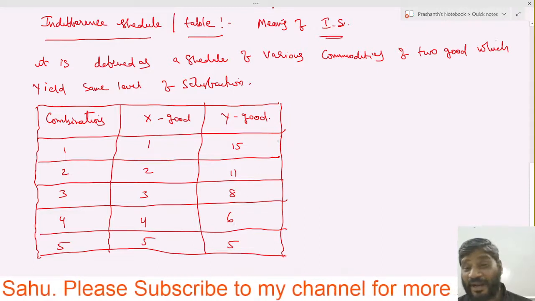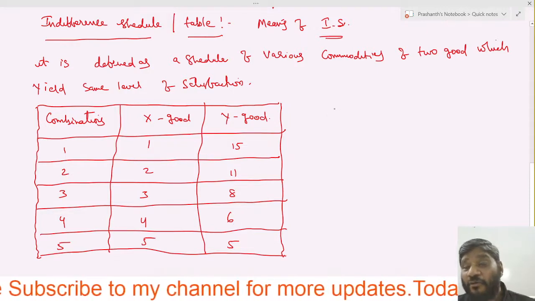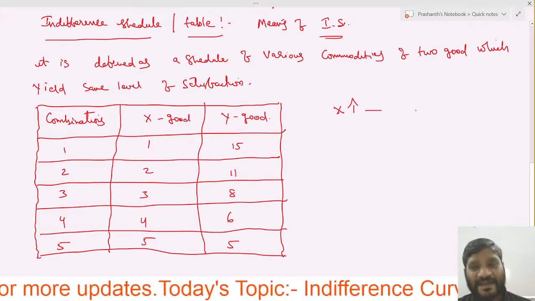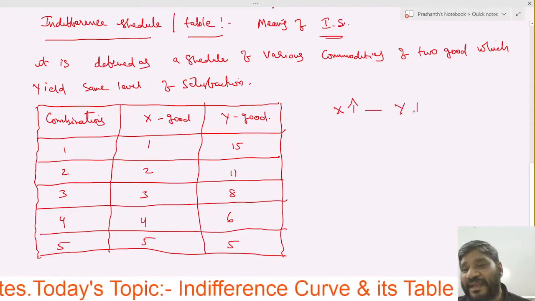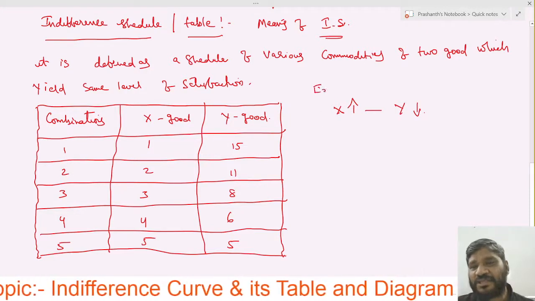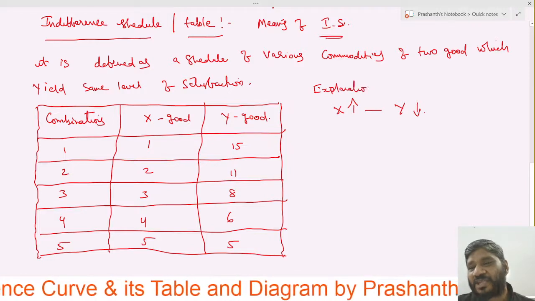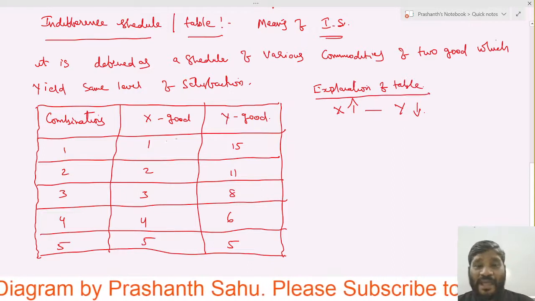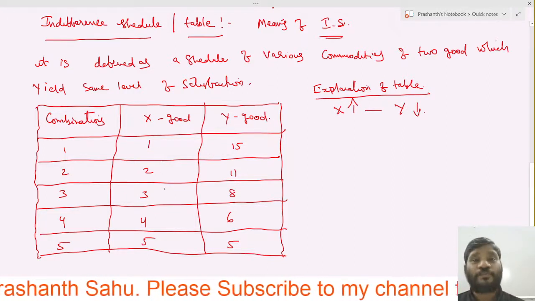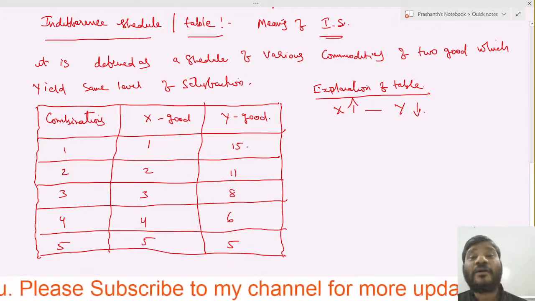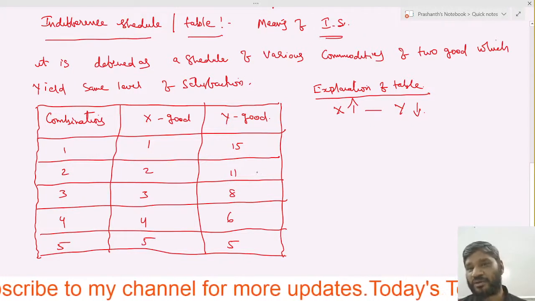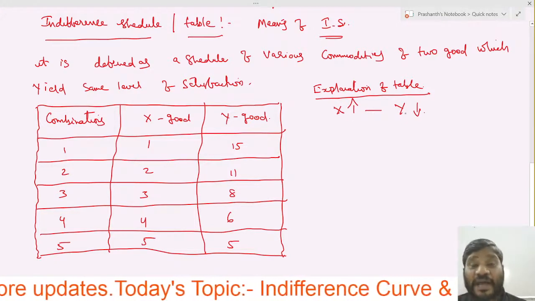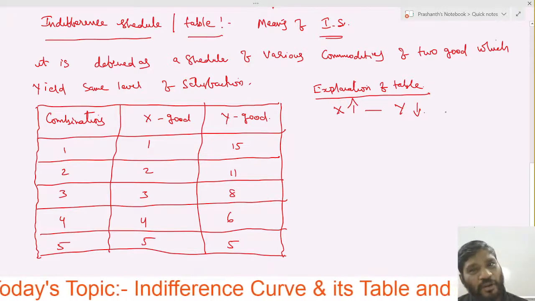Right? Did you find out any logic? If he wants to increase the X good, then he has to decrease the Y good. Here I can tell you, this is the explanation of the table. X good increased from 1 to 2. How? By decreasing Y goods from 15 to 11. Right? So X good has to be increased, so the consumer has to decrease the Y good.